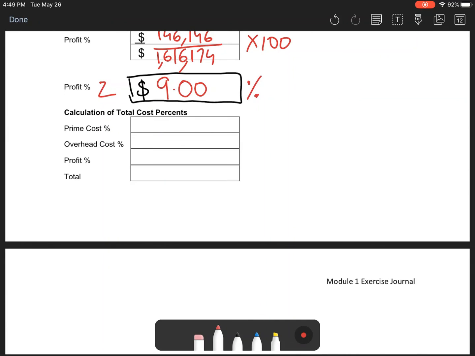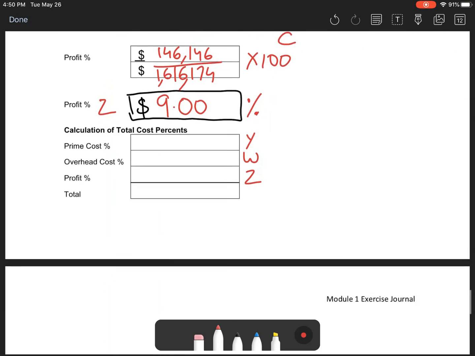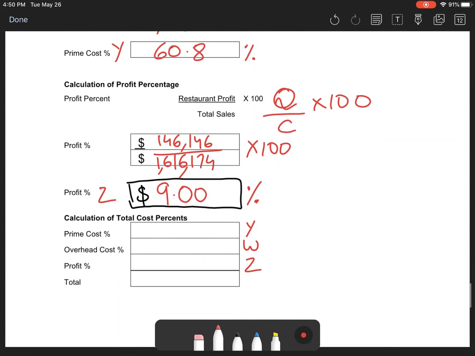So we reached the last part of our entire puzzle. Now, the total should always come up to 100. How do we know if we've done our calculations correctly? So we'll start adding up all these percentages that we've got. We know the prime cost was denoted by a Y. The overhead cost was denoted by a W. And the profit percentage right above over here was a Z. Let's calculate the total now and see if our calculations are correct.